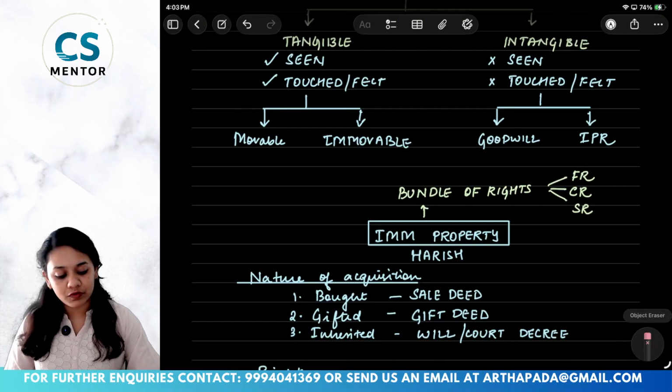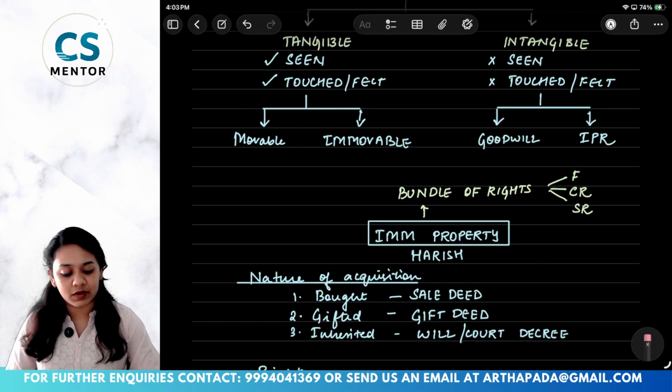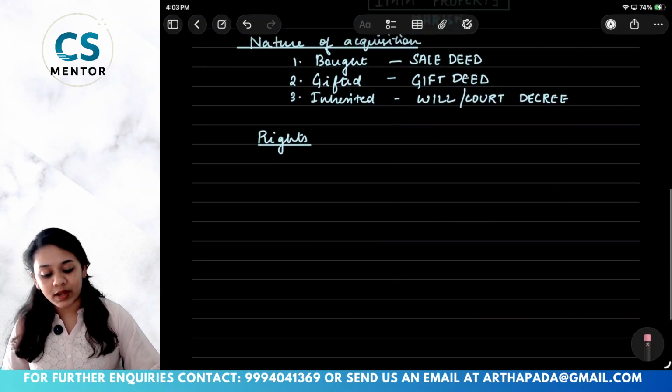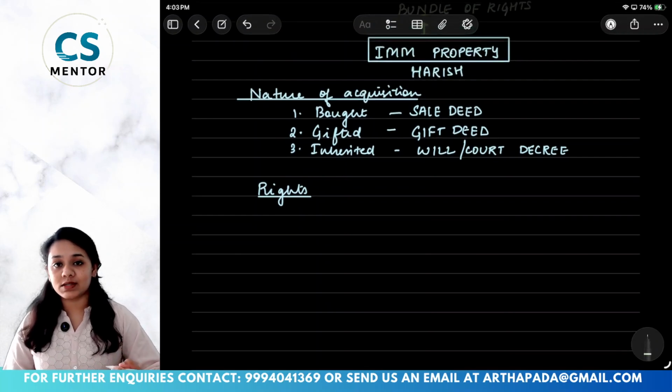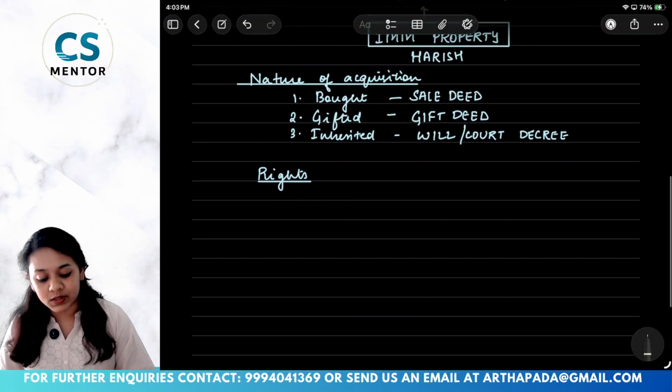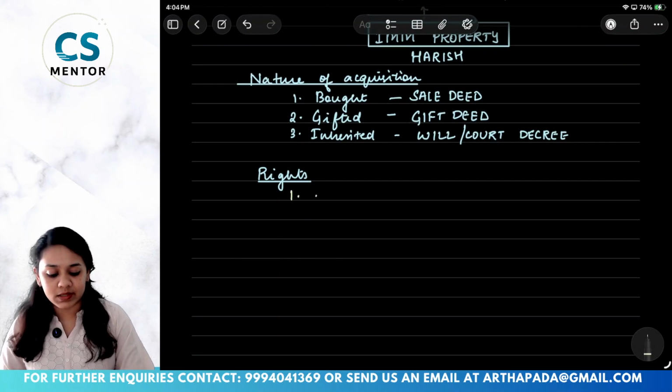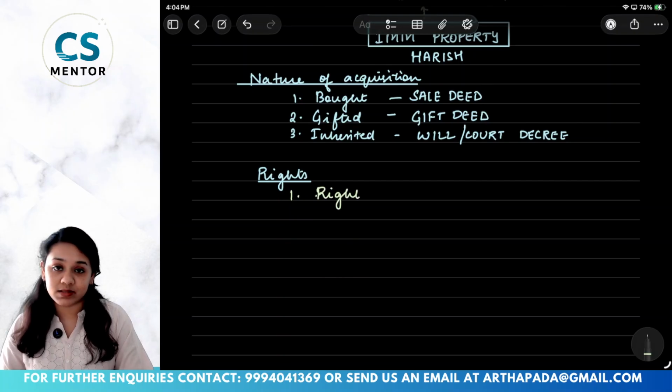Now, these bundle of rights are not given to you by any fundamental right or constitutional right or statutory right. Where does it come from? It comes from interpretation, and we'll try to understand it with the help of examples. See, the very first right that any person has with respect to property is the right to enjoy the property.